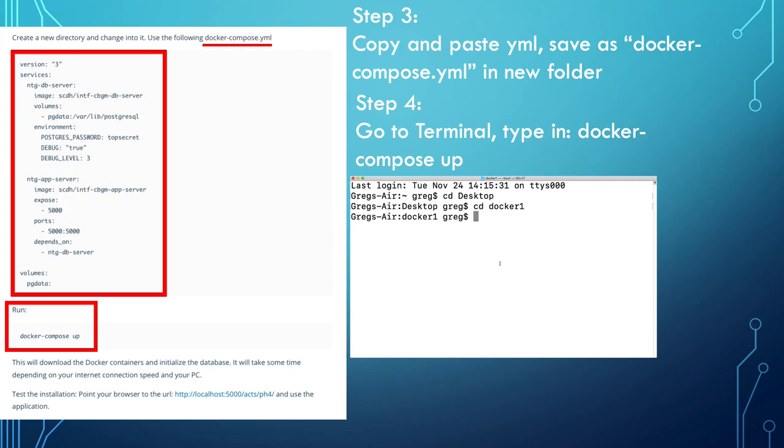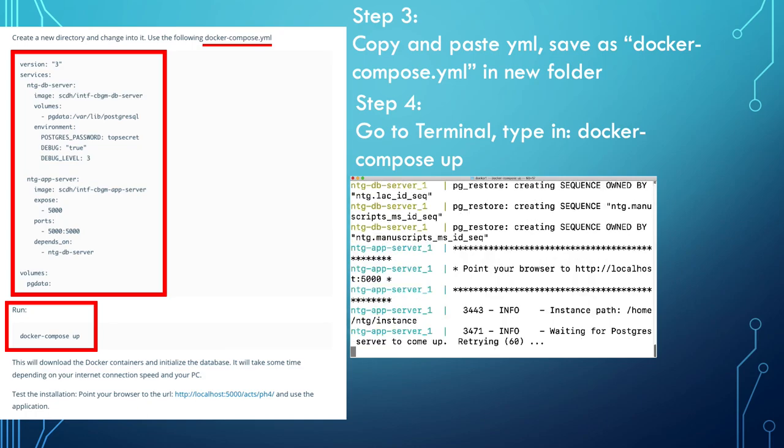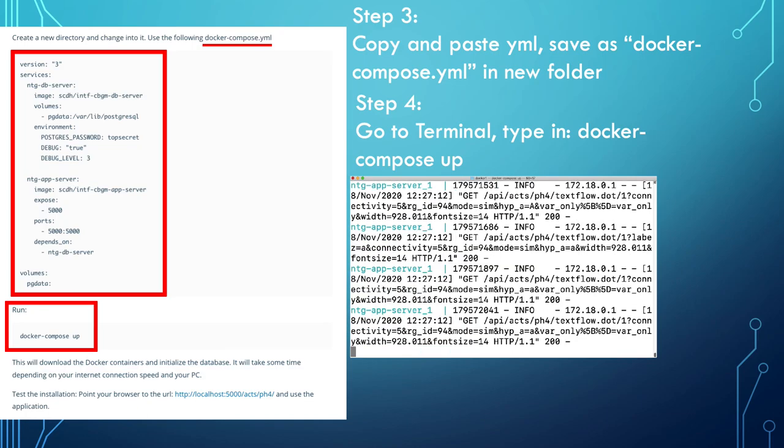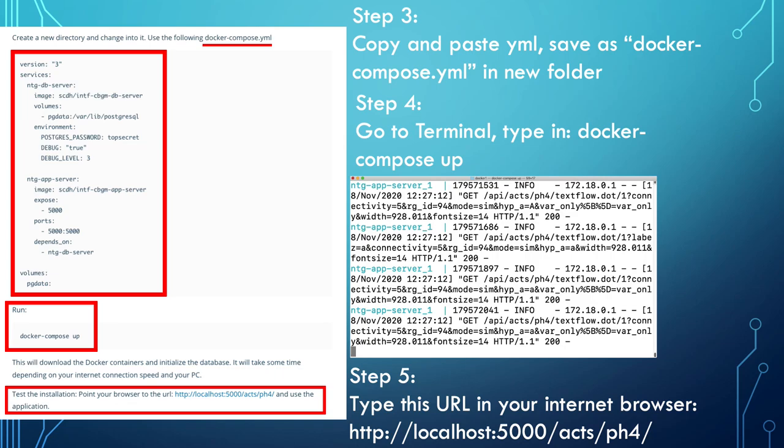Step 4, go to terminal, and you might have to use a new tab to bring the command prompt back. Then type in docker-compose up. Step 5, point your browser to the URL localhost:5000, which means type this URL into your internet browser. And now you've downloaded the CBGM.